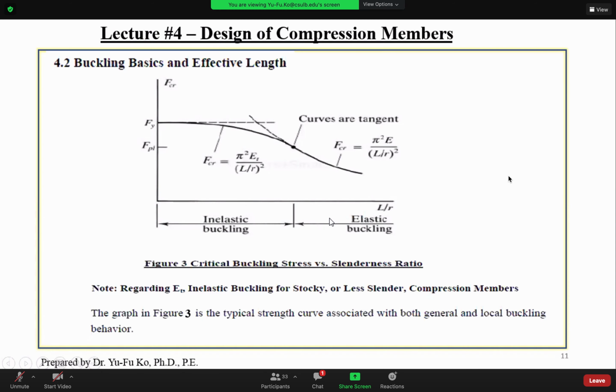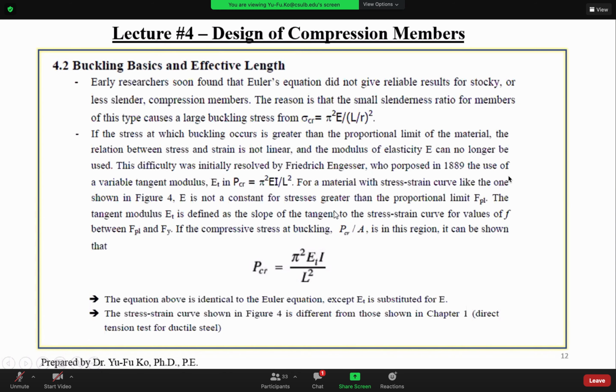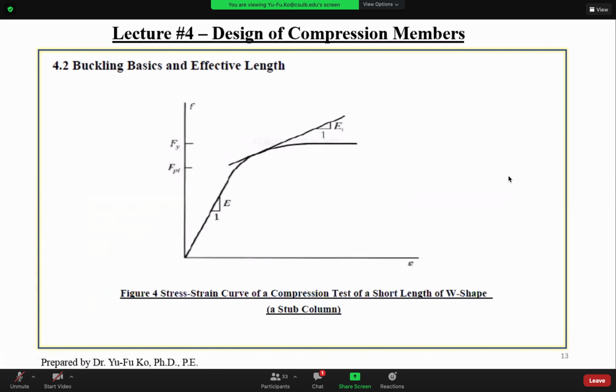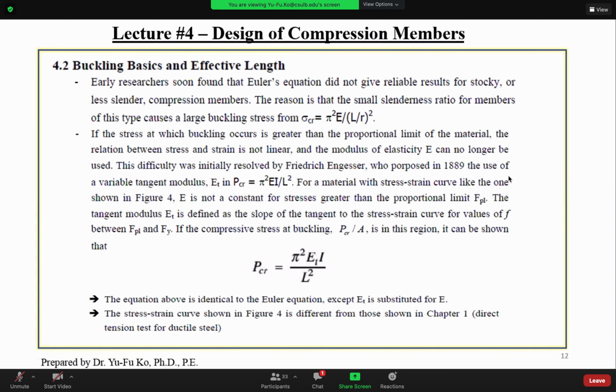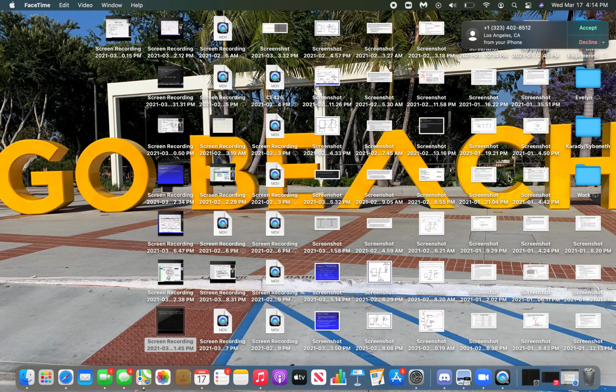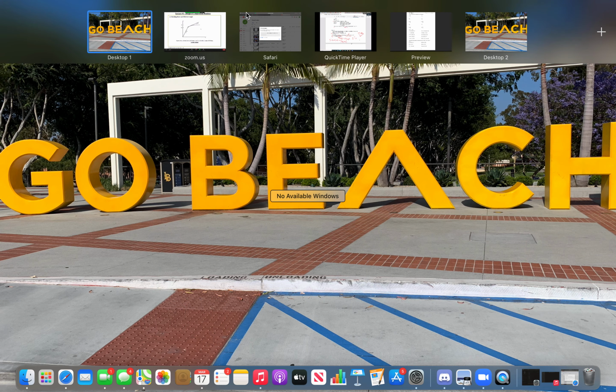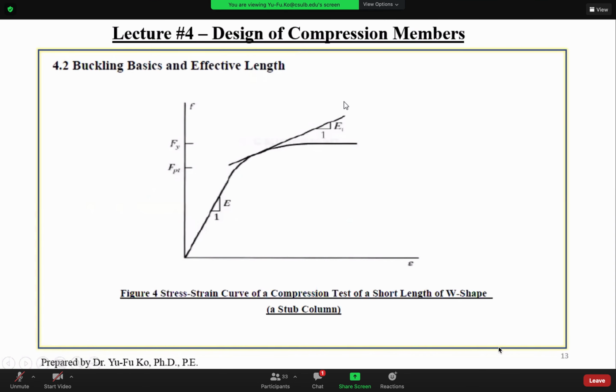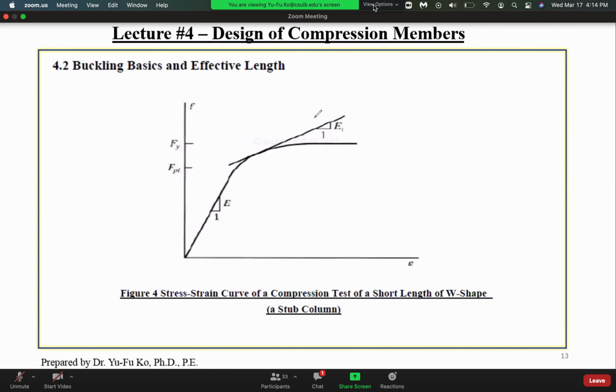Now, before we talk about that, let me give you a quick explanation about the stress-strain curve for compression members. This is the curve of typical compression steel.